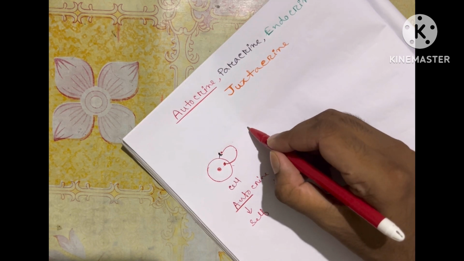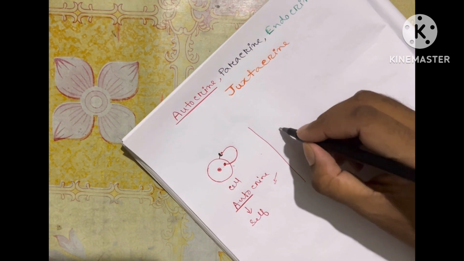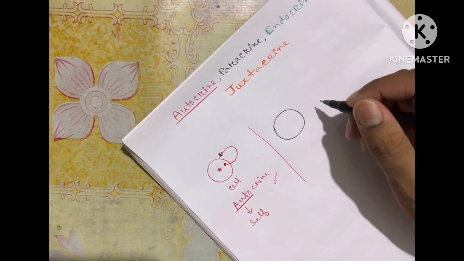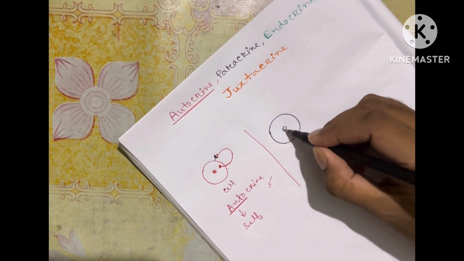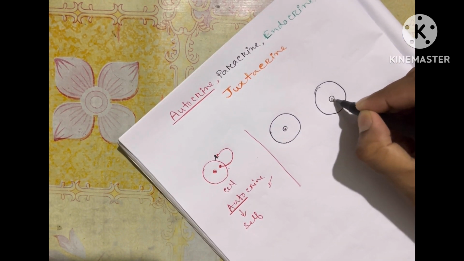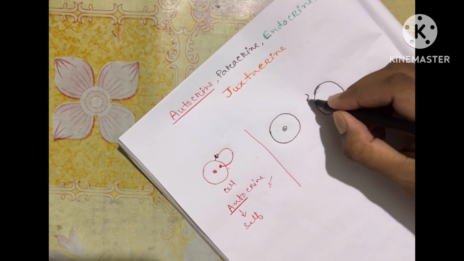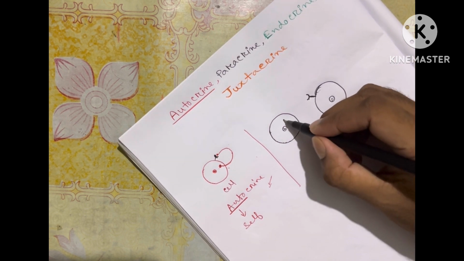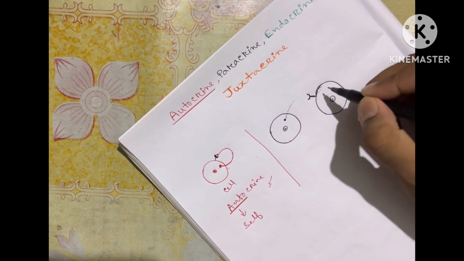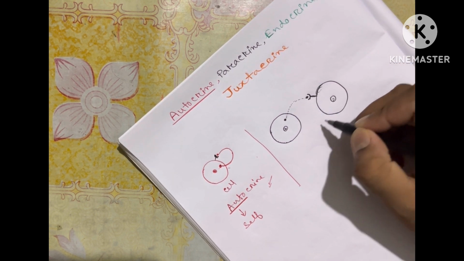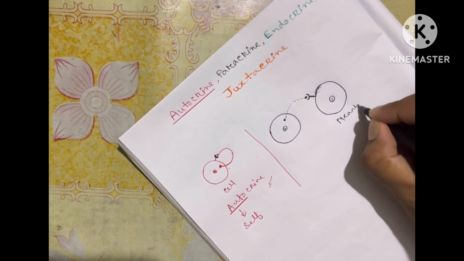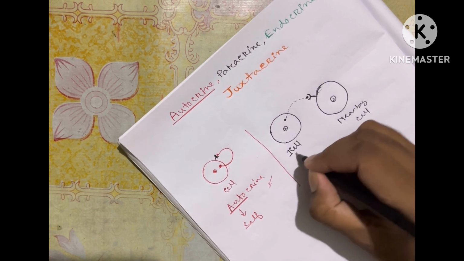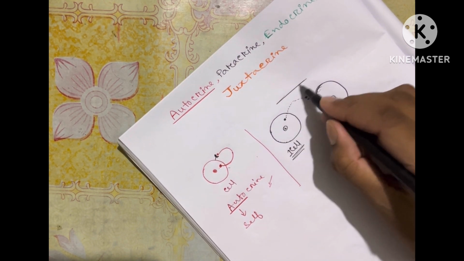Next one is paracrine. In case of paracrine, para means near. So here what happened, this is one cell and this is another cell, and here we have one cell surface receptor. This is the receptor. Now one signaling molecule comes out, and it binds at the nearby cell. This is our first cell, and this is the nearby cell. This is a very short distance.